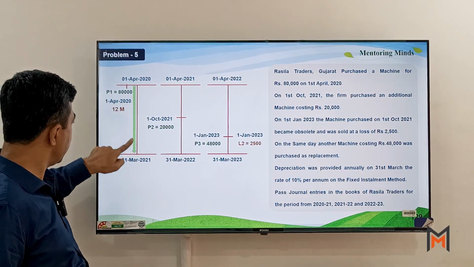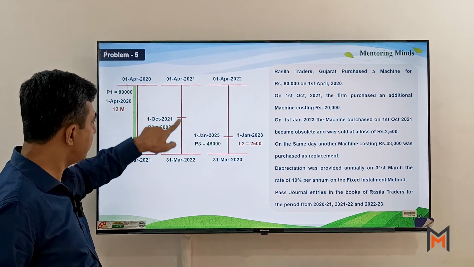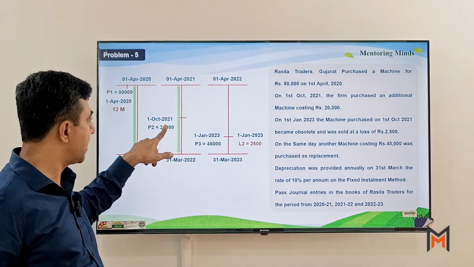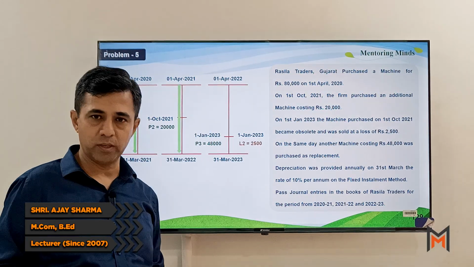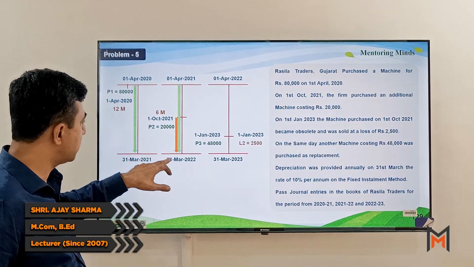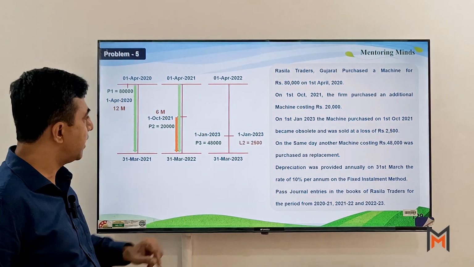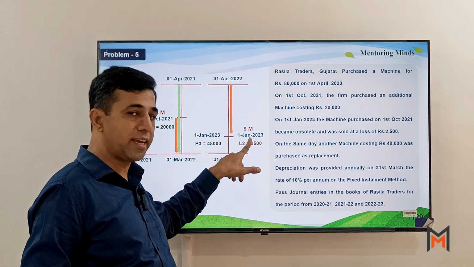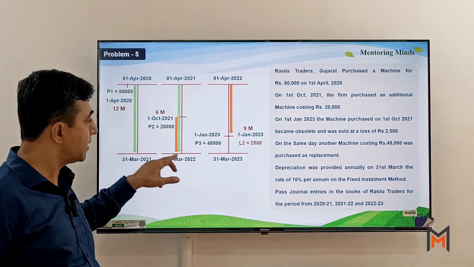So first asset we are utilizing it for 12 months in the first year. In the second year we are purchasing one more asset. तो पहली asset हमने 12 महीना यूज करी, and second asset we have purchased on 1st October. So 1st October से 31st March there are 6 months. Then first asset we are utilizing it for 12 months. That is second asset we are selling it for 9 months. That is after 9 months we are selling the second asset.